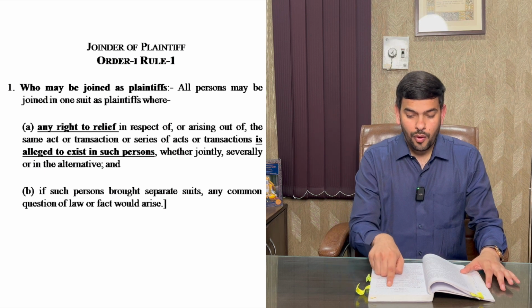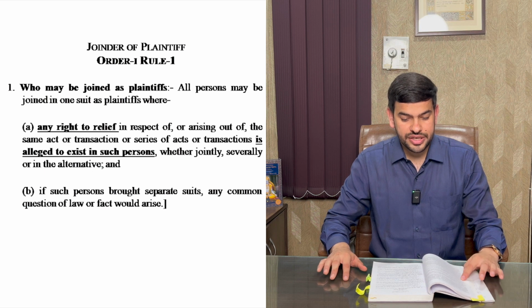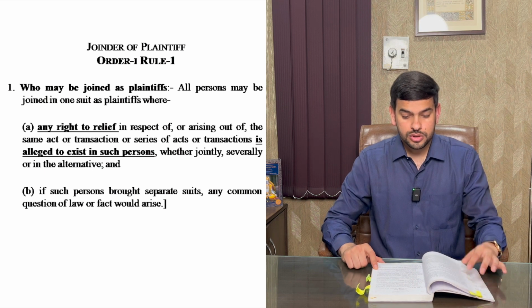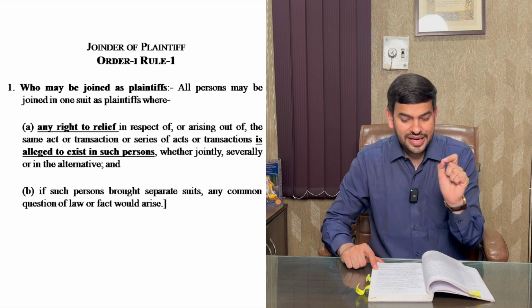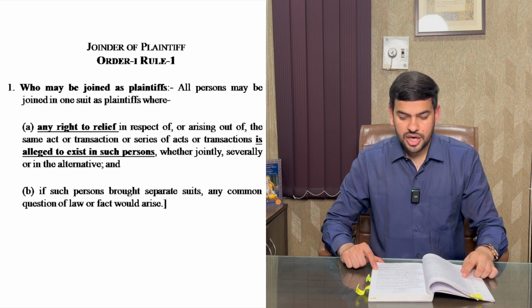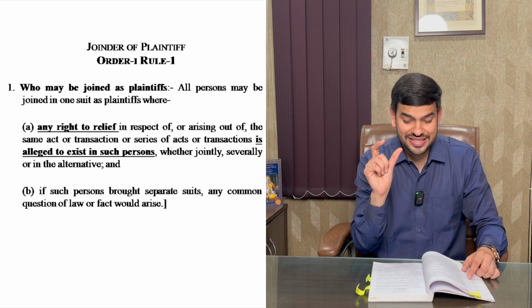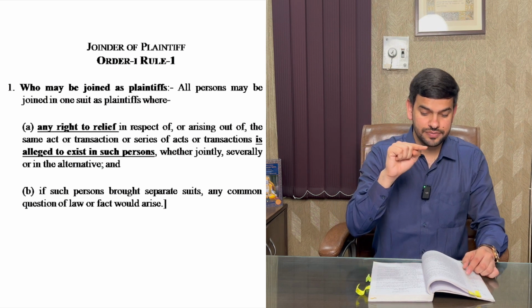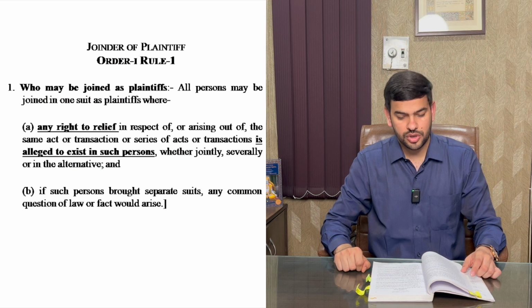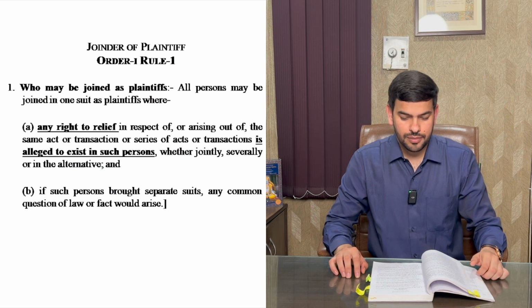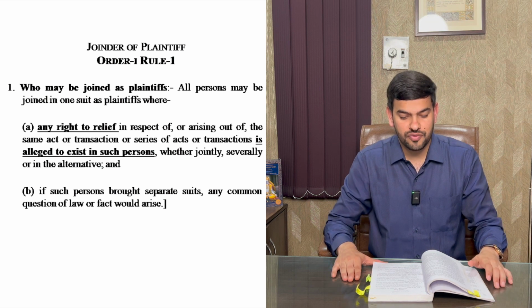It says all persons may be joined in one suit as plaintiff where any right to relief in respect of, so you need to underline any right to relief, in respect of or arising out of the same act or transaction or series of acts or transactions is alleged to exist in such person. You need to underline this: is alleged to exist in such person, whether jointly, severally, or in the alternative. And then it says, and if such persons brought separate suits, any common question of law or fact would arise.